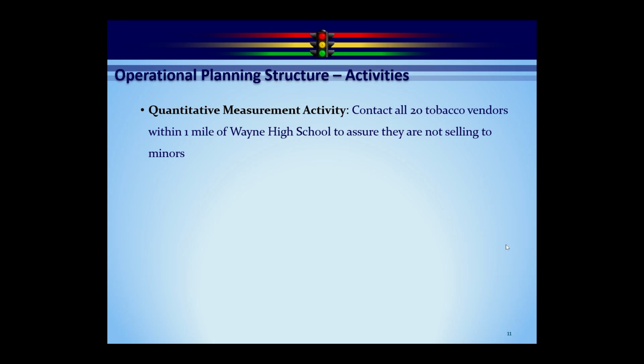Contact all 20 tobacco vendors within 1 mile of Wayne High School to ensure they're not selling to minors. The difference between this and a project-based activity is having a target quantity. And all that does is help you to calculate where am I. So if we set the target quantity of 20, as you can see up in there, and we get to 10, it's going to say we're 50% there. So pretty simple. It's going to have beginning and ending dates, just like the project-based activity.